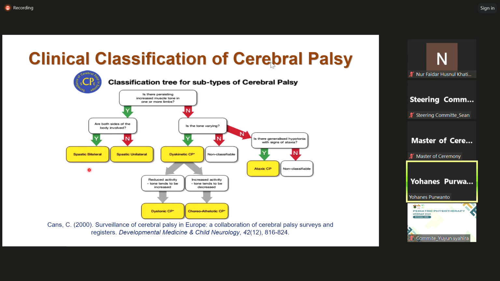Maybe cerebral palsy spastic diplegia or spastic quadriplegia. But if the spasticity is only on the left side or the right side, it must be spastic unilateral or spastic hemiplegia. But if we don't find any spasticity or increased muscle tone, the other question is: is the tone varying, do we find a fluctuating tone? If we find fluctuating tone, it must be dyskinetic cerebral palsy.